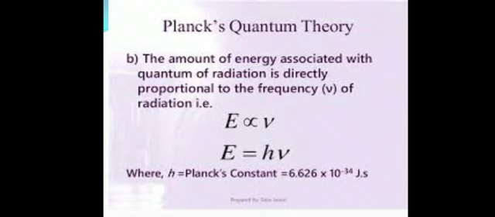Postulate number 2 states that energy of each quanta is directly proportional to frequency. That is, E is directly proportional to ν. When you remove the proportionality sign, then E becomes equal to hν. Here h is the constant of proportionality which is called Planck's constant. Its value is 6.626 × 10^-34 joule second.